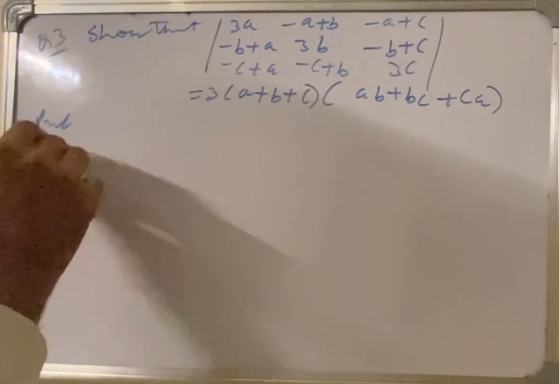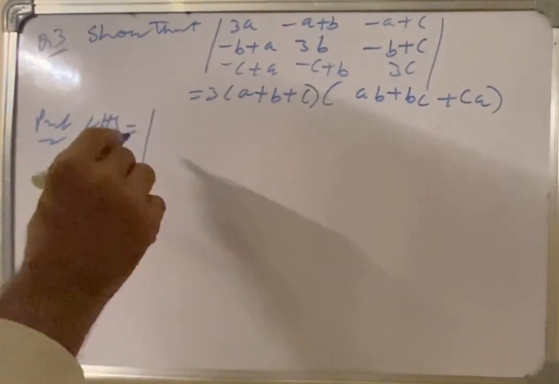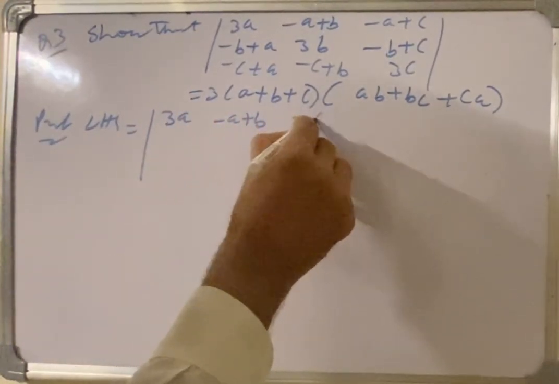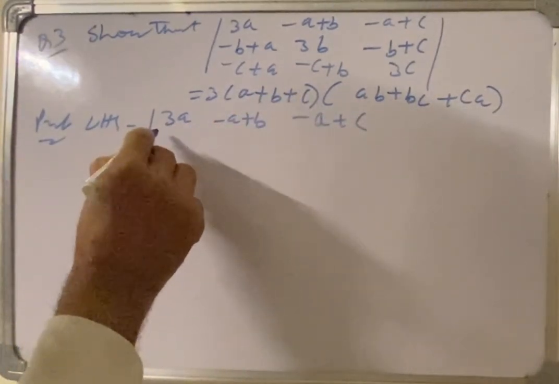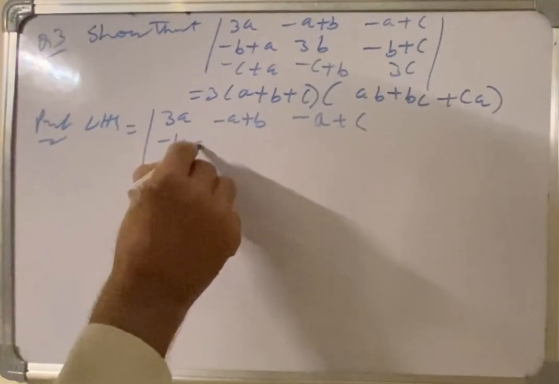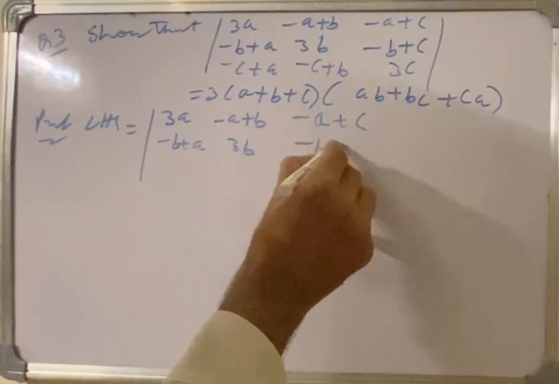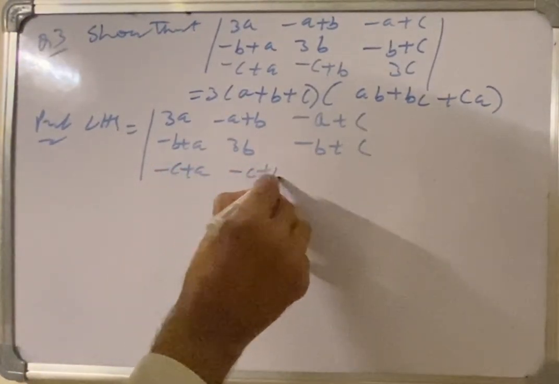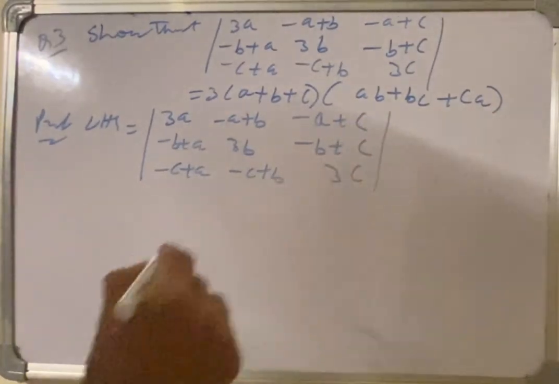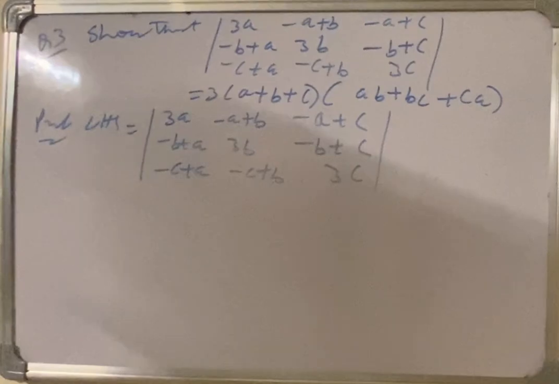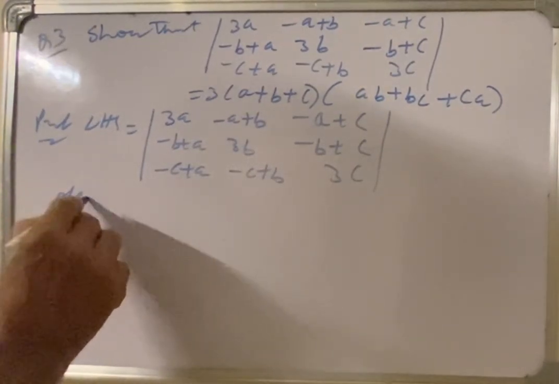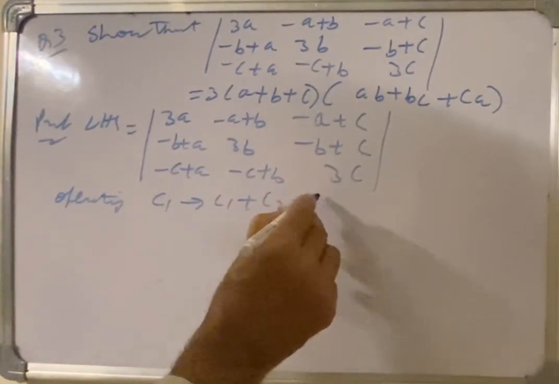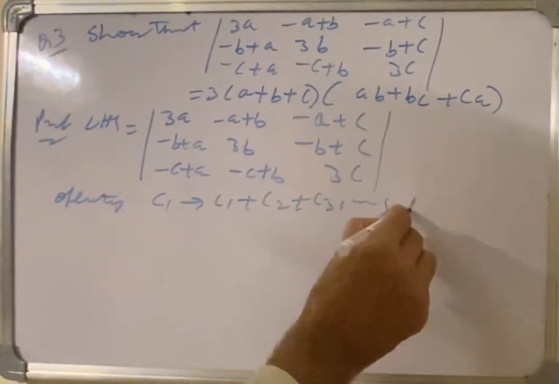Proof, left hand side, determinant is 3A, minus A plus B, minus A plus C. Second row is minus B plus C, 3B, minus B plus C, then minus C plus A, minus C plus B, 3C. Then operating on first column, C1 is equal to C1 plus C2 plus C3.